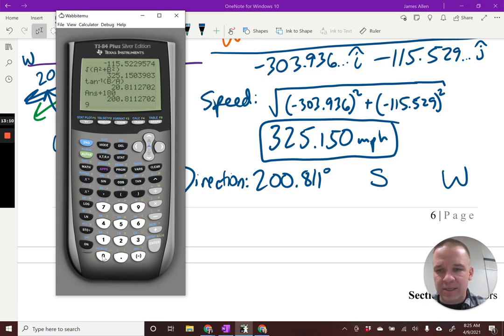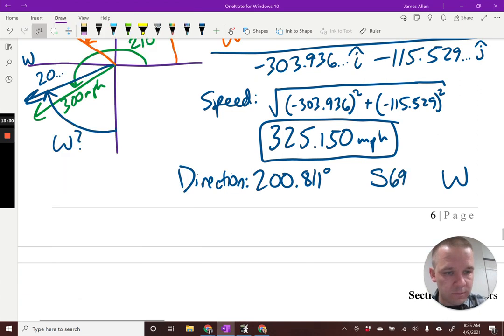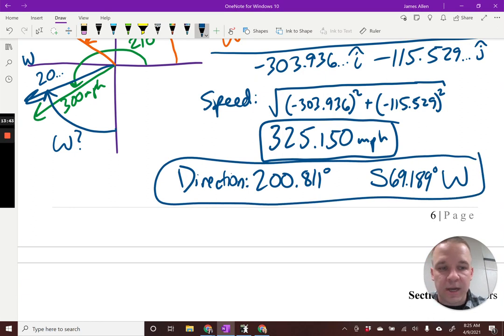If I did 90 minus that, 20.81127, I'm being excessive here, but YORO. Hit enter. 69.1887, so 69.189 degrees west. There it is. I like it. So either one of those is acceptable. If it says to give it in compass directions, you would do the second one. If it says trig is fine, you would do the first one.